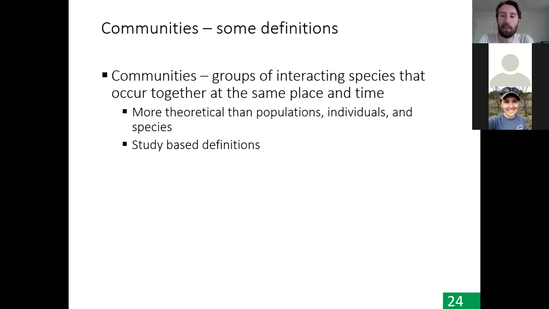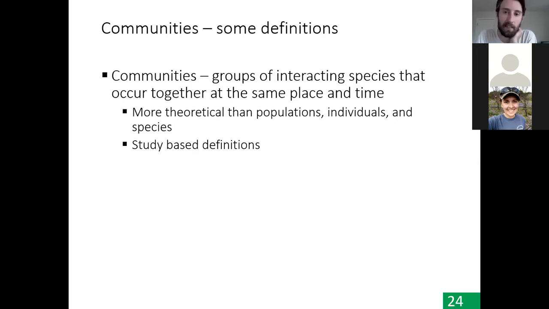All right, so some definitions. A community is a group of interacting species that occur together at the same place and time. I would say that it's a lot more theoretical than a population or an individual or a species. Those things you have to define before you can talk about them, but communities are even more theoretical. In fact, anyone writing papers in community ecology is often using their own definition of what their community is.